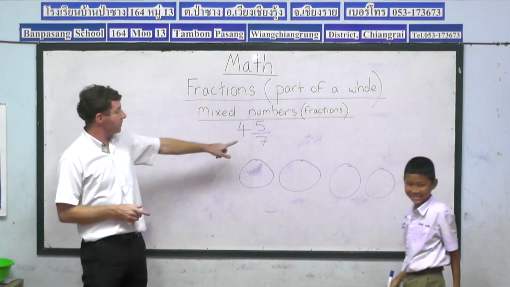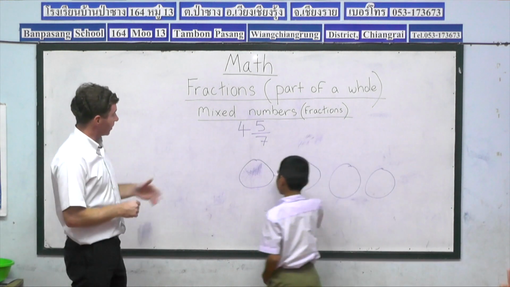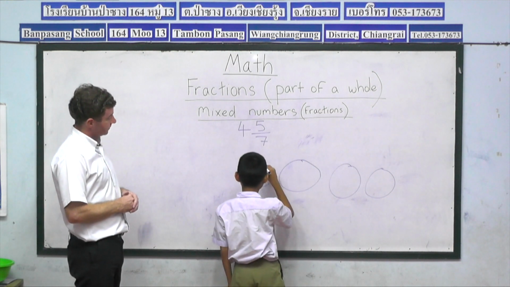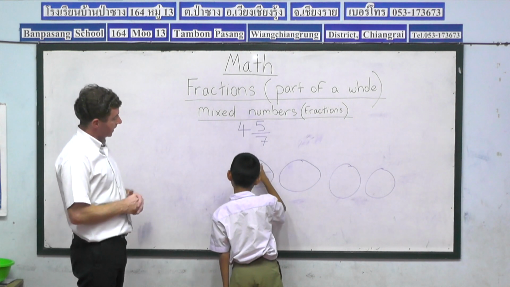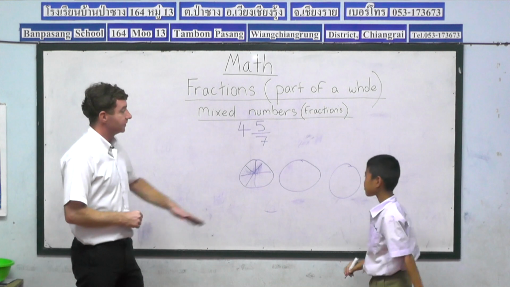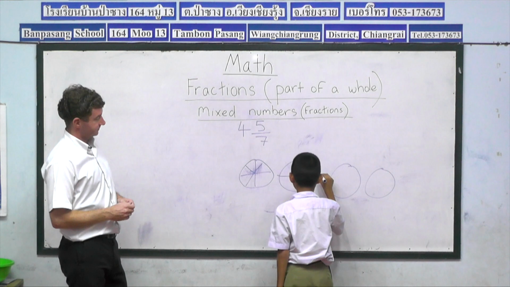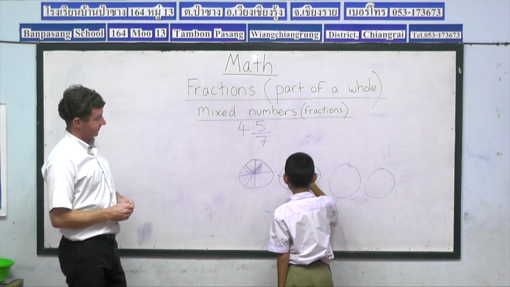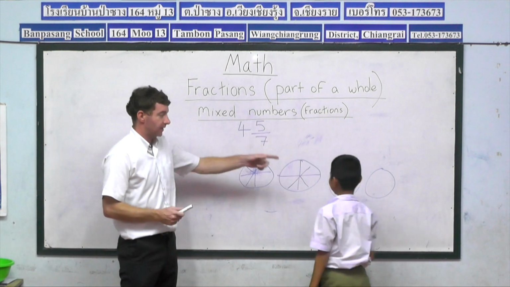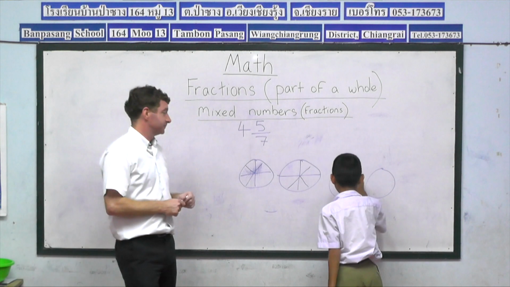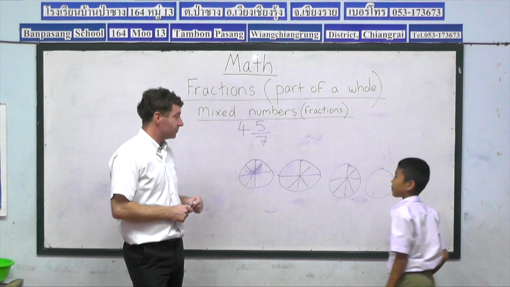Perfect. Now how many parts does each of our circles need to be put into? Seven. So each circle into seven parts. And then one more line to divide. Okay, so that's seven. And we need to do that for everyone. Three, four, five, six. So one more line will give you seven. And again, and again. Perfect. And then the last one.